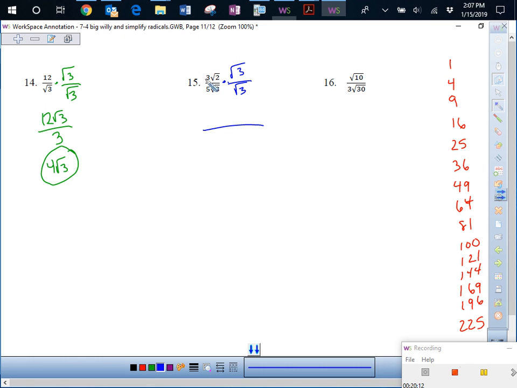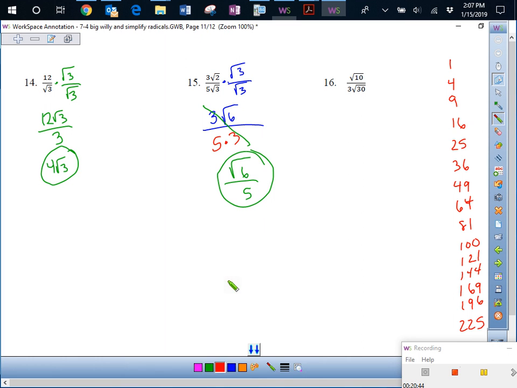So 3 is a whole number. He doesn't have anybody to play with. But these radicals can multiply together. So that's going to be radical 6. And then down here, you got 5, who's a whole number. He didn't have anything to play with. But radical 3 times radical 3, that's just going to be 3. And then we just look to see if anything can clean up. And yep, I got a times 3 upstairs and a times 3 downstairs. Those can cancel. So I got radical 6 over 5 in that situation.